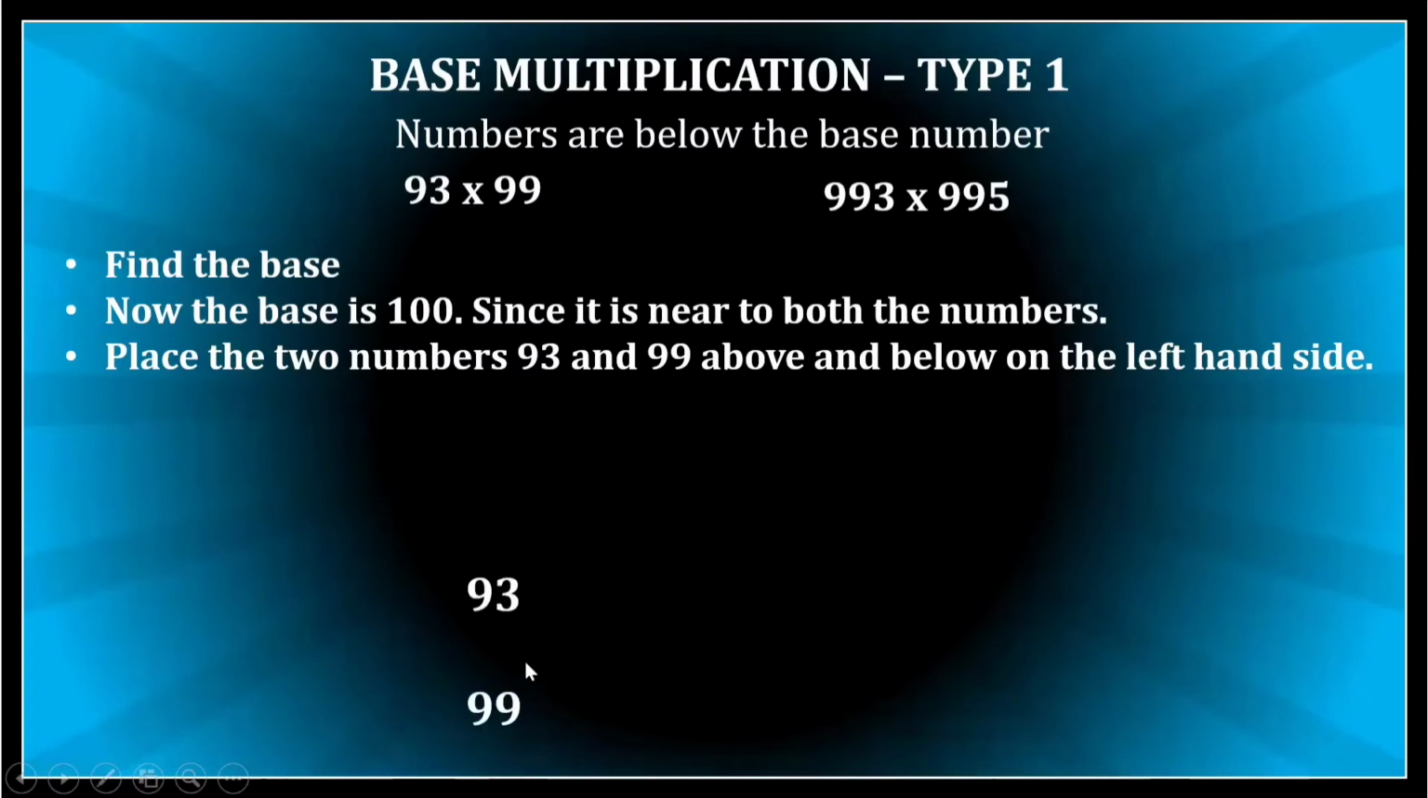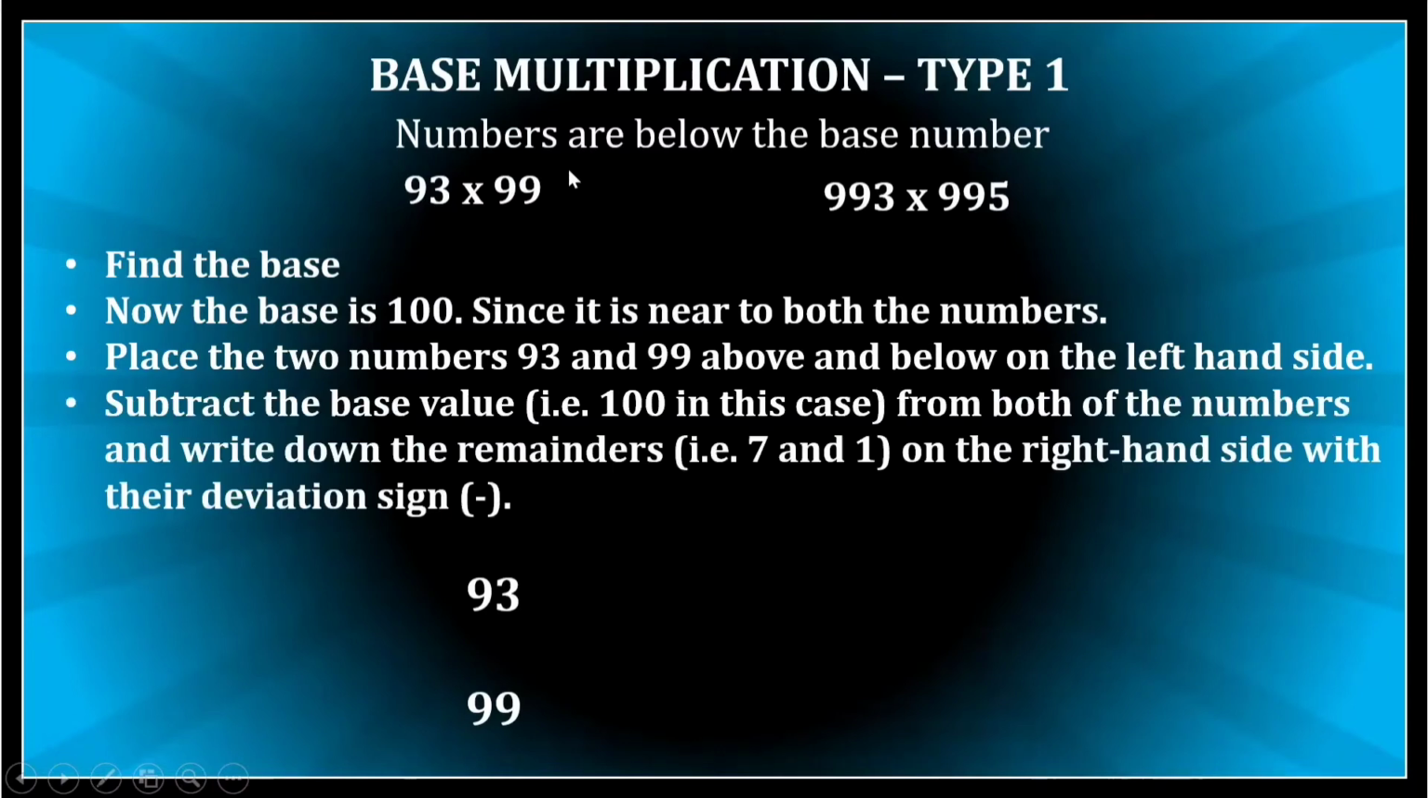The next step is to calculate the deviations of 93 and 99. That means I want to calculate 93 minus 100 and 99 minus 100. So my next step is to subtract the base value from both the numbers and write down the remainders. 93 minus 100 comes out to be minus 7, and 99 minus 100 comes out to be minus 1. I'll not forget to write the minus sign with it. So I write it on the right hand side: minus 7 and minus 1.